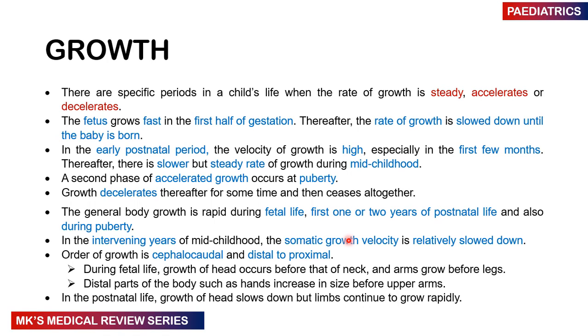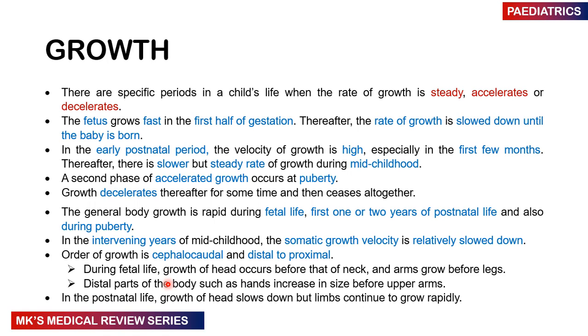And remember that the order of growth is happening in a cephalocaudal direction. It's also happening from distal to proximal. What do I mean? So in fetal life, the growth of the head is going to be occurring first, followed by the growth of the neck. Then the arms are going to grow before the legs. Then, of course, the distal parts of the body, such as the hands, will increase in size before the upper arm actually begins to increase in size.